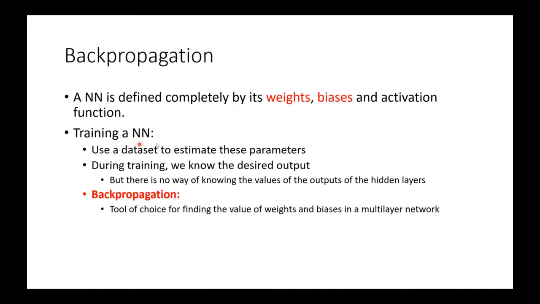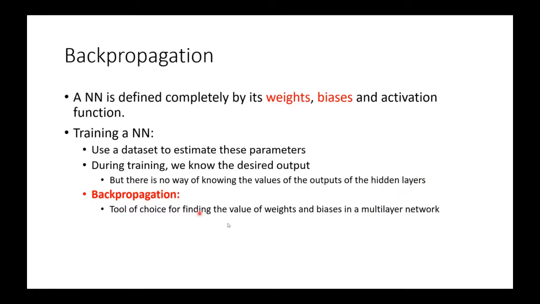So back propagation is used in training. We don't use back propagation for the prediction or for the classification process, but for training. We use the data set to estimate weights and biases, which are all the parameters of the neural network. During training, we know the desired output. Again, we are doing supervised learning. And backpropagation is used, as I said before, to propagate the error in the output for an untrained network inside of the hidden layers of the network.